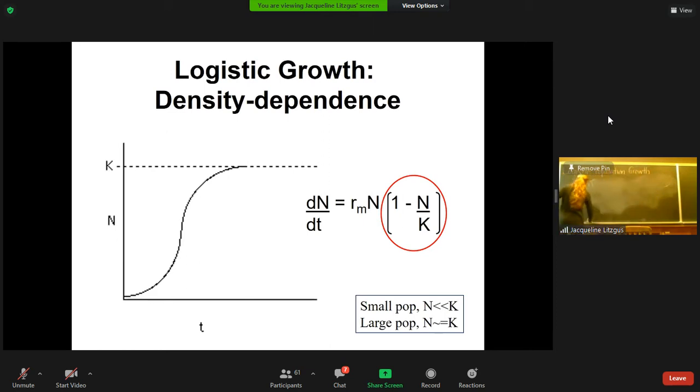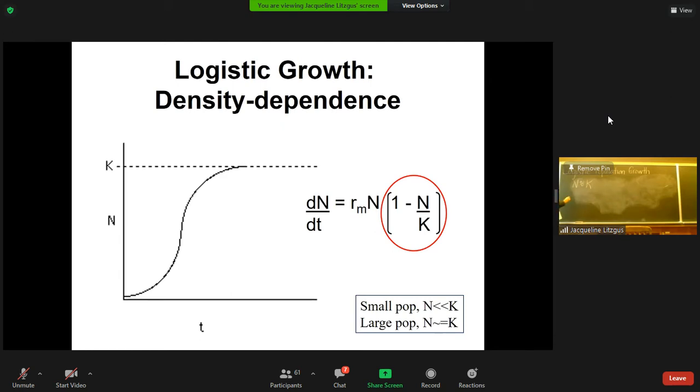Okay, so now, we have the case when the population is getting close to the carrying capacity. So we have a big population size, a large population. Now in this case, N is going to be approximately equal to K. We're getting to this point where population size is so big, it's close to the carrying capacity.